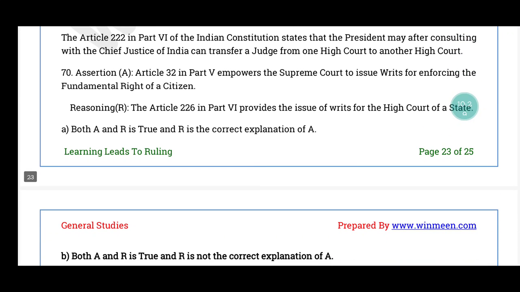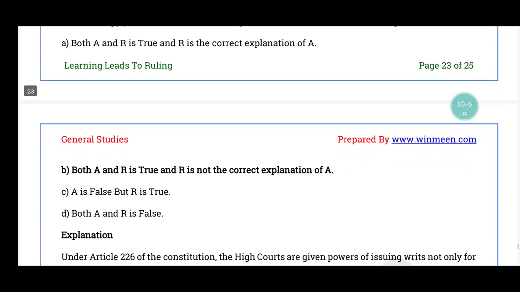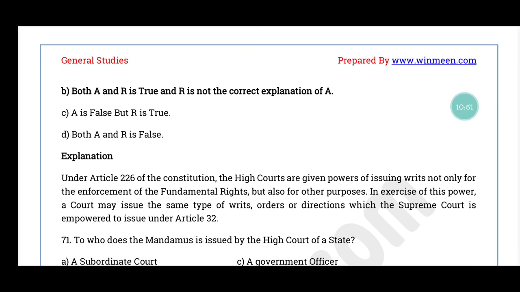Question number 70. இது assertion and reasoning statement கொடுத்துருக்காங்க. Assertionல Article 32 in Part 5 empowers the Supreme Court to issue writs for enforcing the fundamental right of a citizen. Article 226 in Part 6 provides the issue of writs for the High Court of a state. The correct answer is option B. Both the statement and the reason is true, but the reason does not explain the statement.